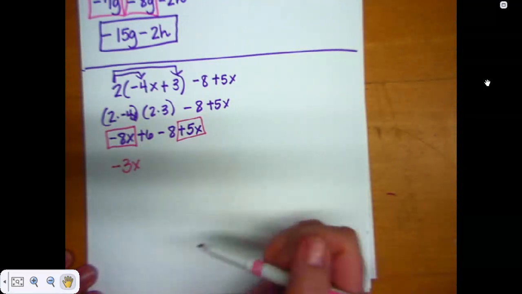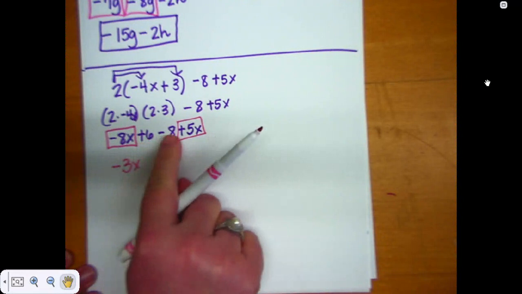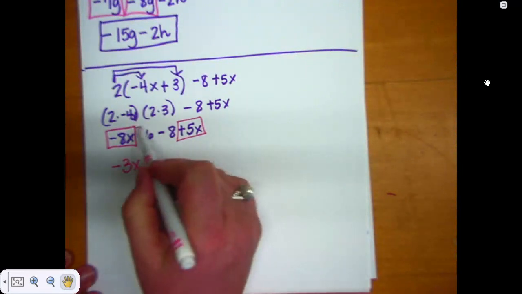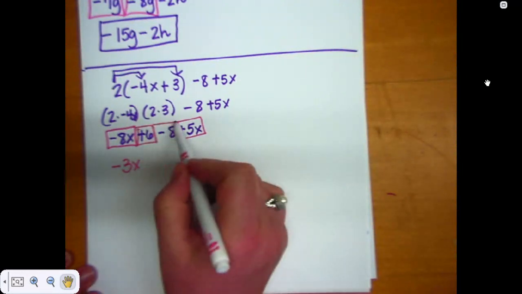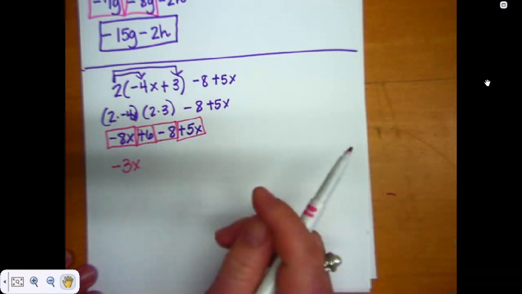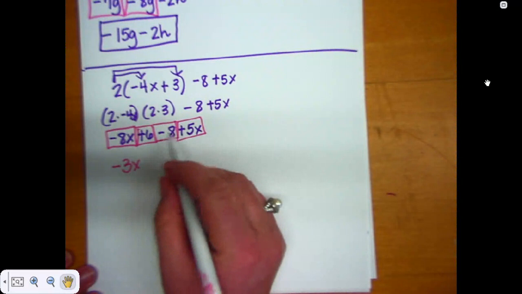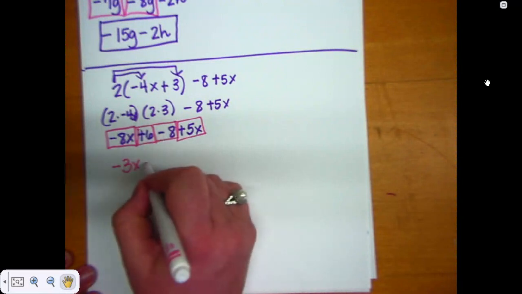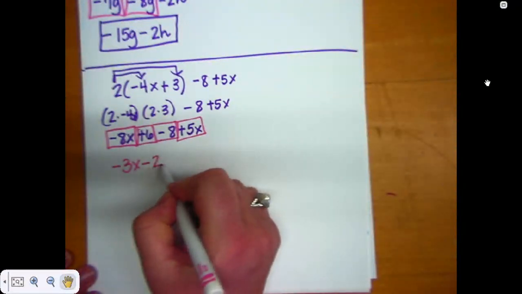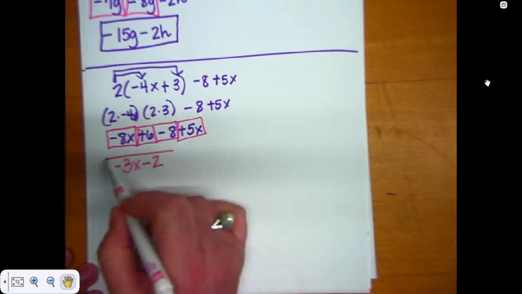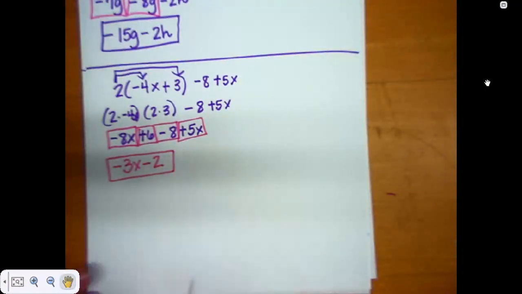I do notice that I also have two other like terms. I have positive 6 and negative 8, and their signs are different, so I'm going to subtract, and I'm going to get 2, and I'm going to keep the sign of the largest absolute value, which is negative. So I am left with negative 3x minus 2.